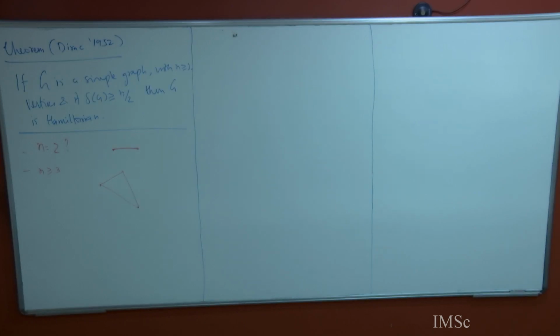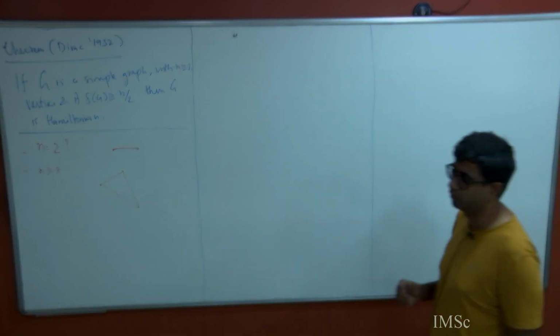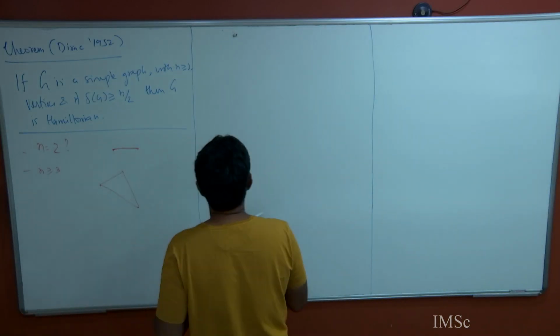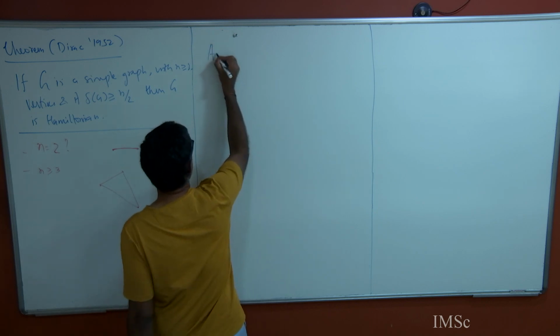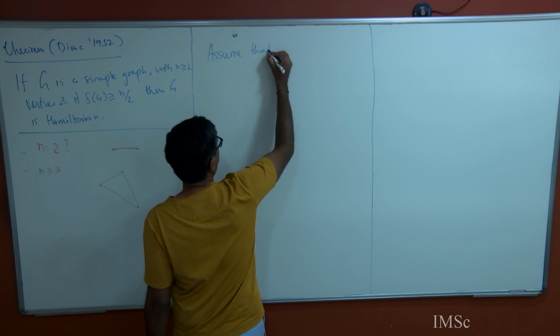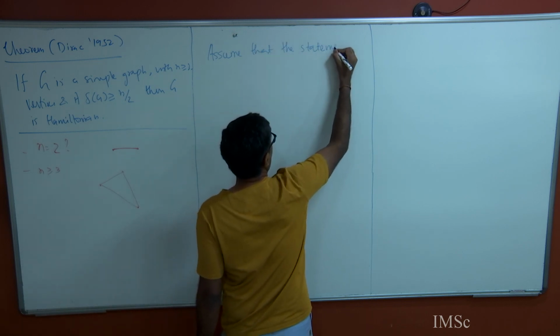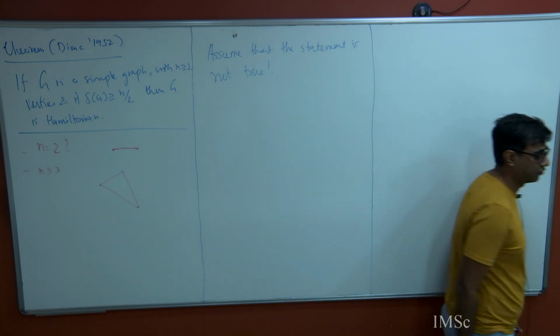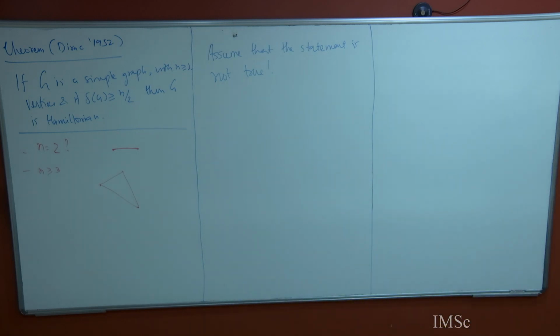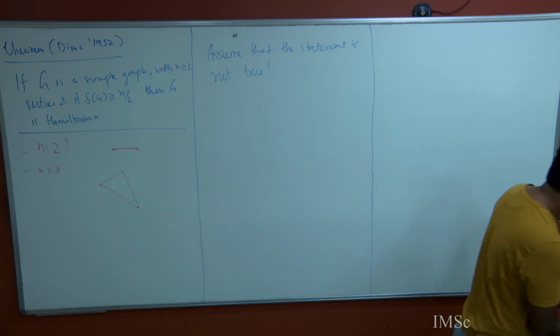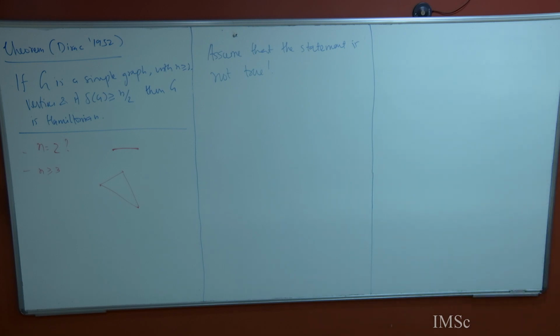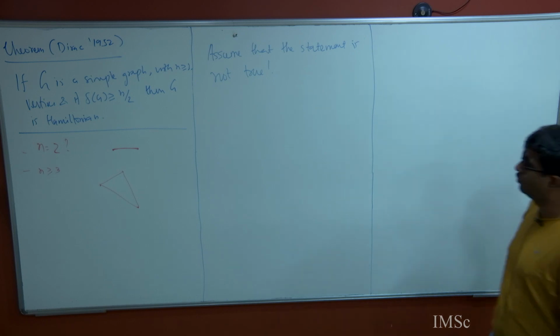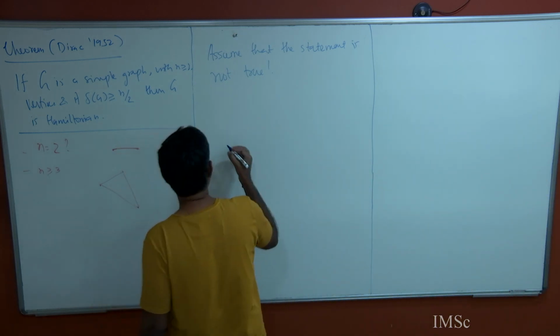Okay. So now we will try to prove this in general. And the way I'm going to try to prove it is that, assume that this statement is not true. What is the meaning that this statement is not true? There is some infinite family of counterexamples, or at least there exists one counterexample. So if I can show, as a proof strategy, that there is no counterexample, then we are done. So I'm going to try to show you that there are no counterexamples to the statement. So assume that the statement is not true.